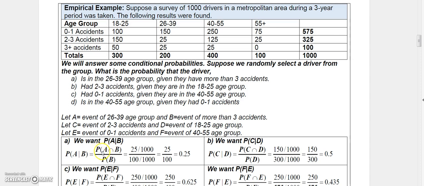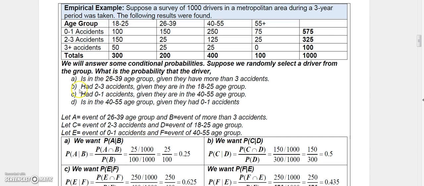Well, that would be the probability of A intersect B over the probability of B. Well, A intersect B would be where the 26 to 39 age group intersects with what was B, more than 3 accidents. So that would be this 25. So the probability of A intersect B would be 25 out of 1,000. Now let's find the probability of B. All of those that have more than 3 accidents, well, that's going to be 100. So the probability of B would be 100 out of 1,000. And then if you simplify this, the thousands cancel and you get 25 out of 100, which is 0.25.